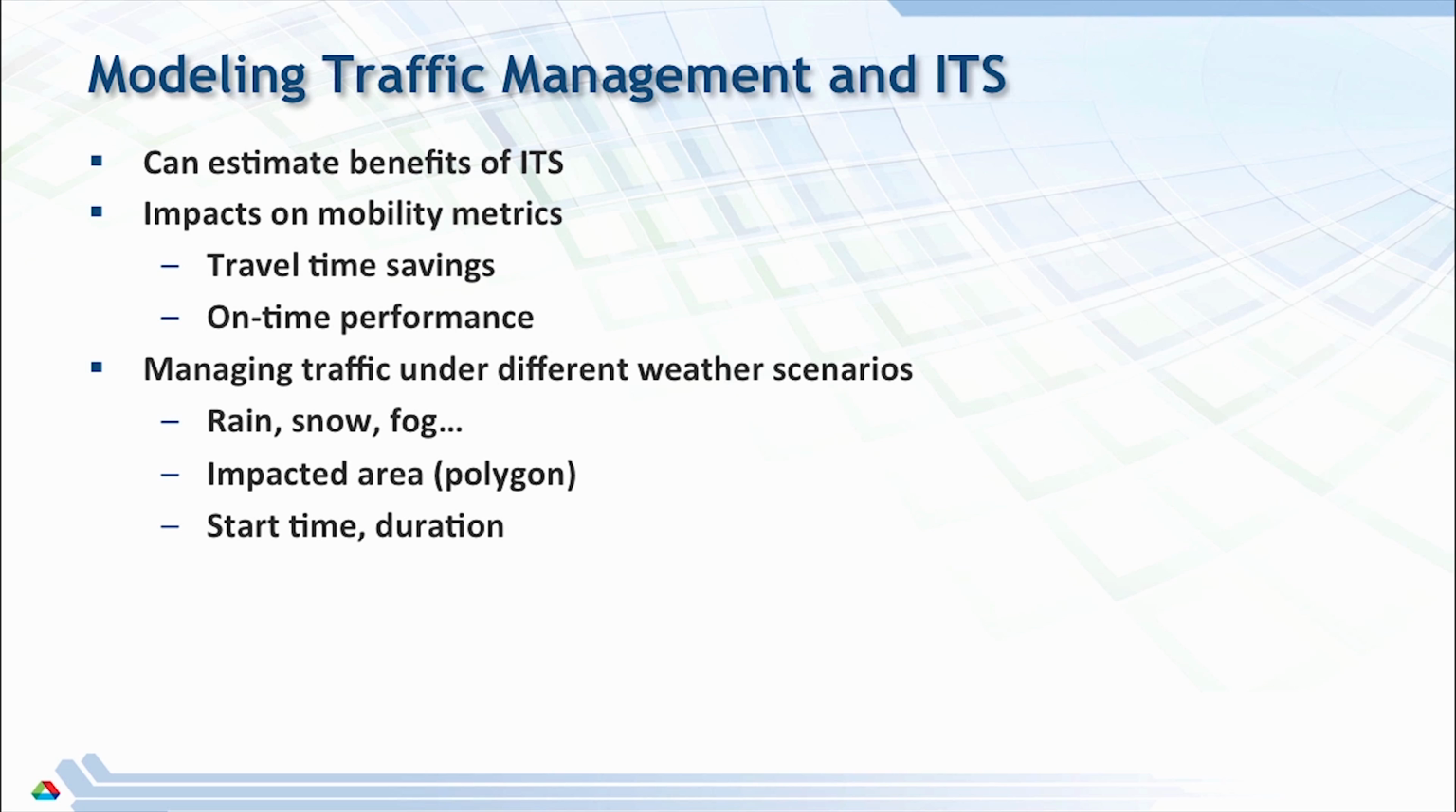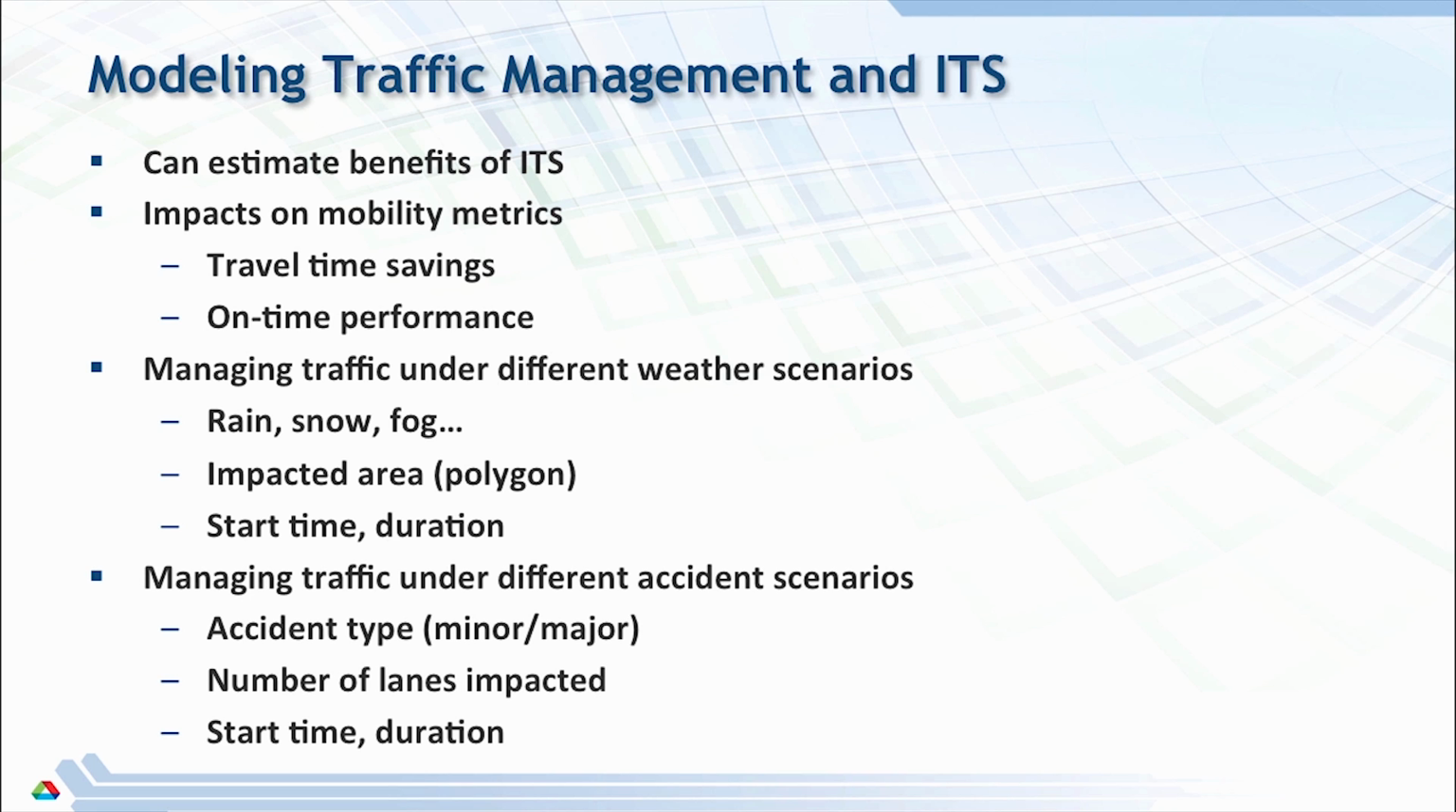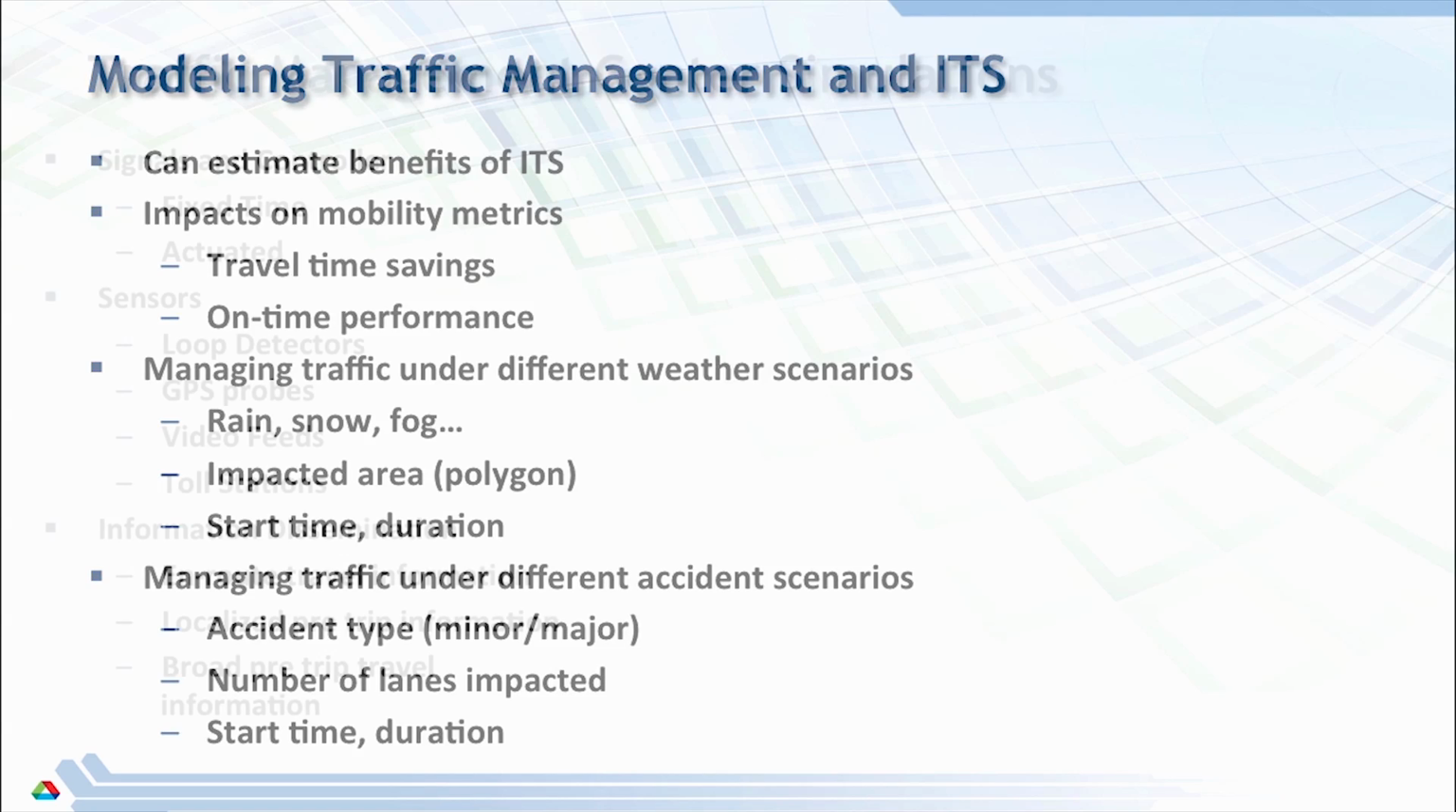To estimate the impacts of weather-responsive management strategies, a modeler can introduce multiple weather scenarios. To study the benefits of management strategies on the duration and impact of incidents, multiple accident scenarios can also be introduced. The traffic flow model in Polaris is sensitive to both weather and accident. The sensitivity is modeled by reducing capacity of network segments impacted by an event.